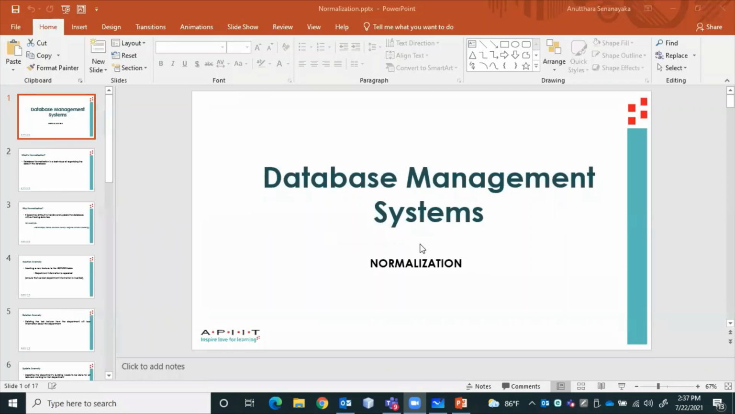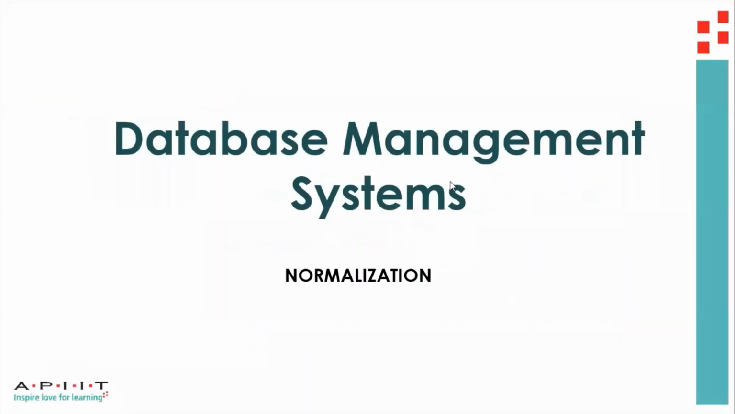Once you have completed up to the third normal form, then for BCNF we just have to recheck it. That's it. So children, let's see what this normalization is.